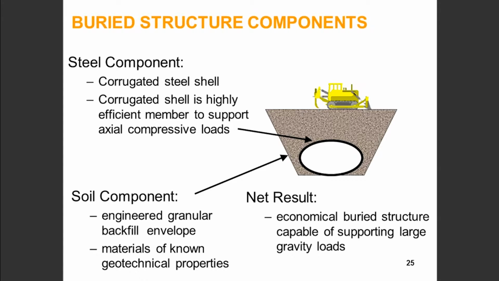So speaking of ring compression, we can understand this a little better by looking at the components of a buried structure. A buried soil steel structure consists of a steel shell and a soil backfill envelope with known geotechnical properties. The idea here is that with the radial geometry of the steel shell, the loads are dispersed into the engineered backfill envelope. From there, these loads are transformed into radial loads known as axial compressive thrusts. A corrugated shell is a highly efficient section to support axial compressive loads. So by combining these two components, the end result is an economical buried structure that's usually capable of supporting large loads.